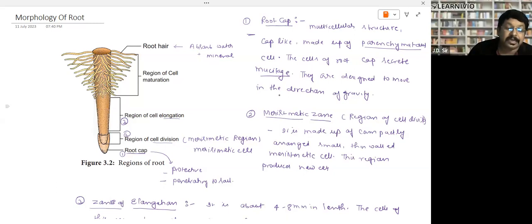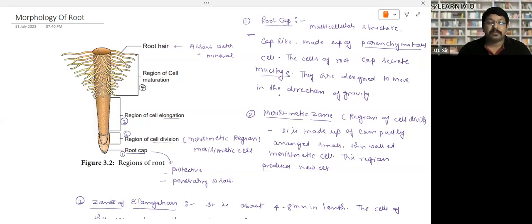Here, the cells increase their size. Behind the region of elongation, there is a region of maturation, right? This is the fourth region, region of maturation. So we can divide this root part into four categories. So first, root cap.